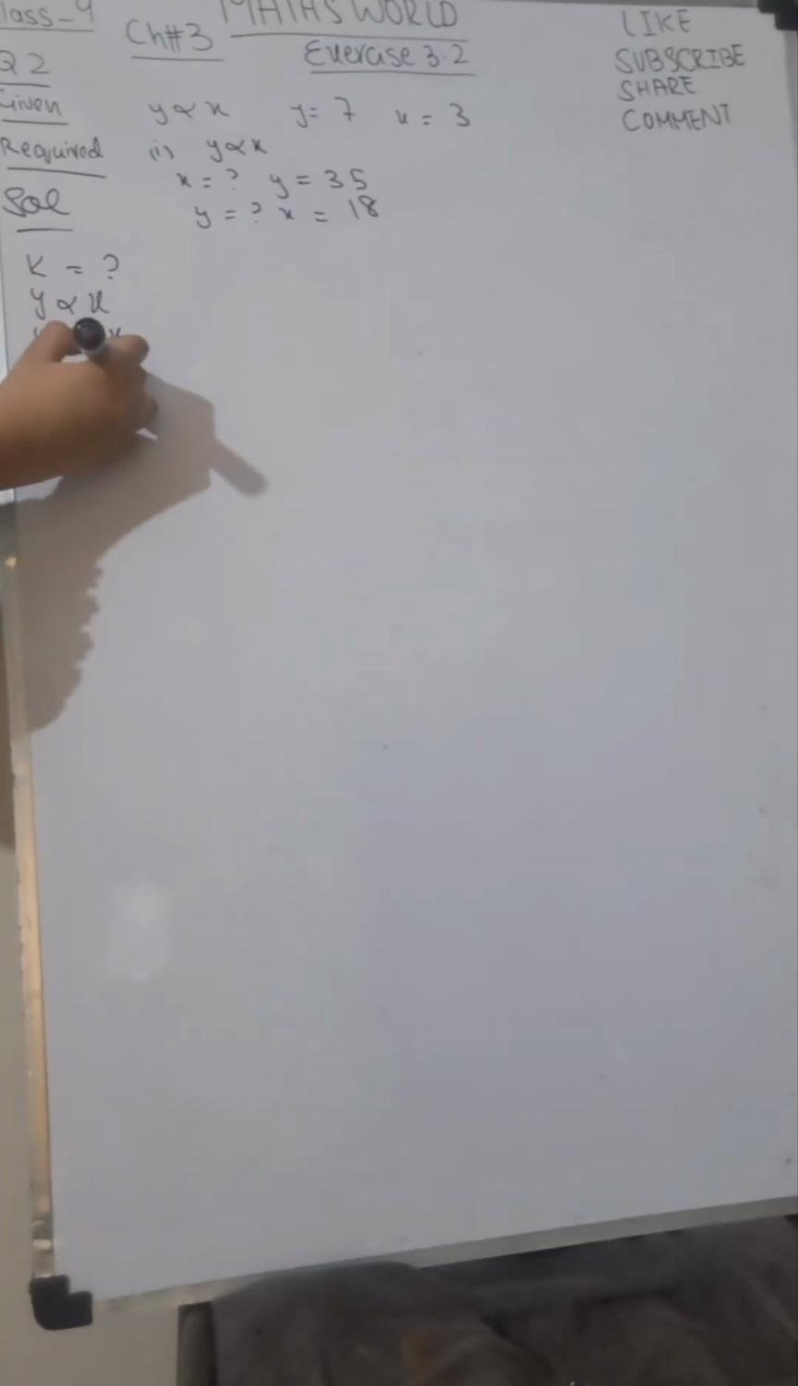First of all, as we did in the previous video, we are going to find the solution. For the solution, firstly find the value of k. y is proportional to x, so y is equal to kx and k is equal to y over x. So what is the value of y? 7 by 3. This is your value of k.